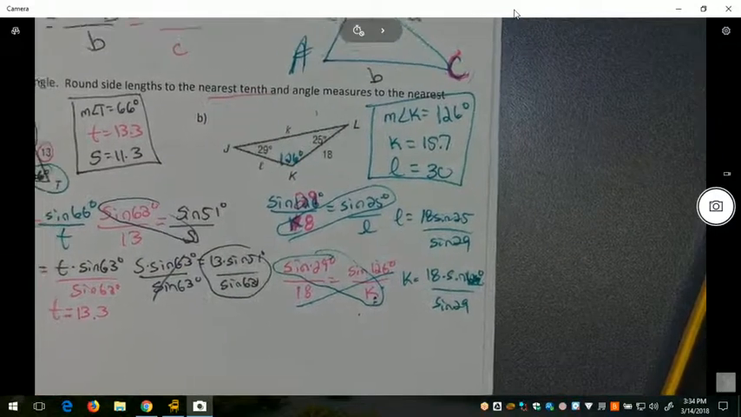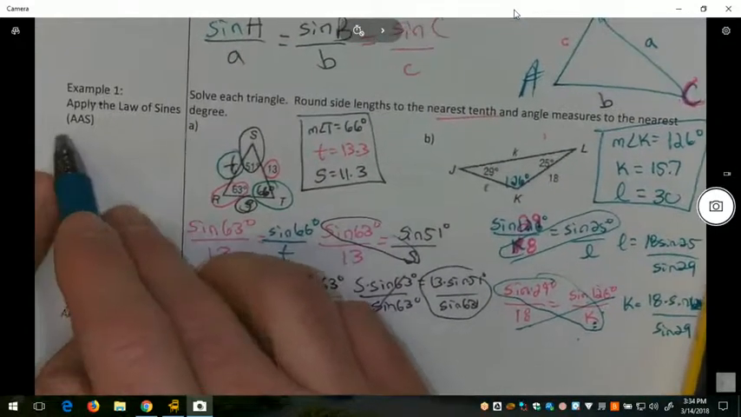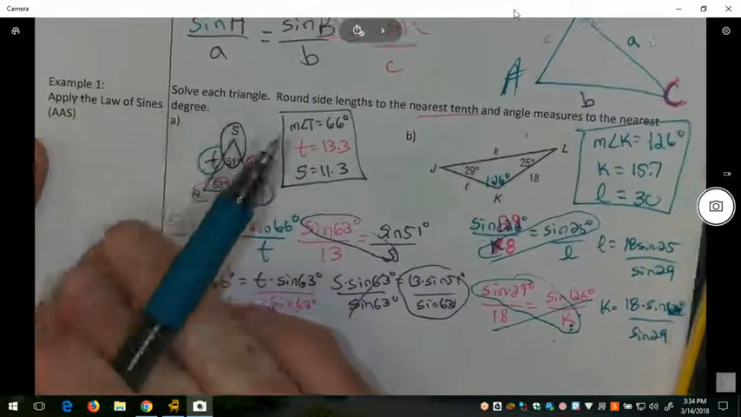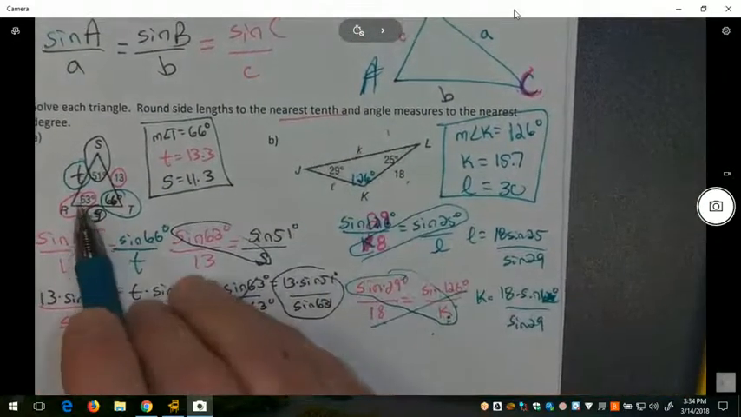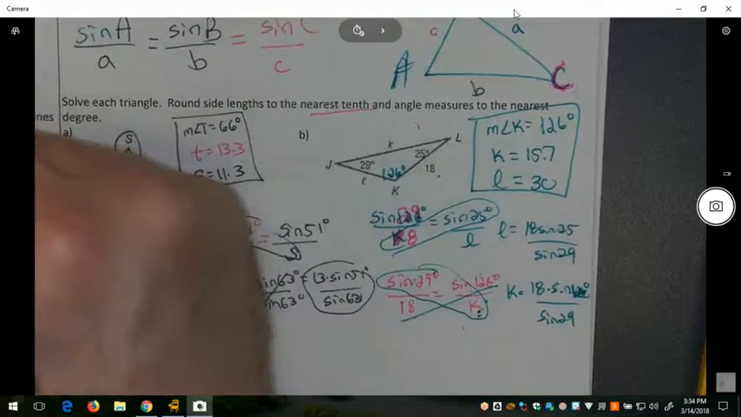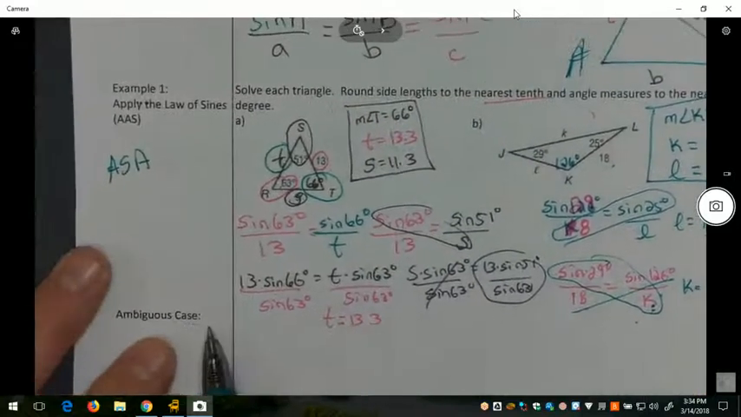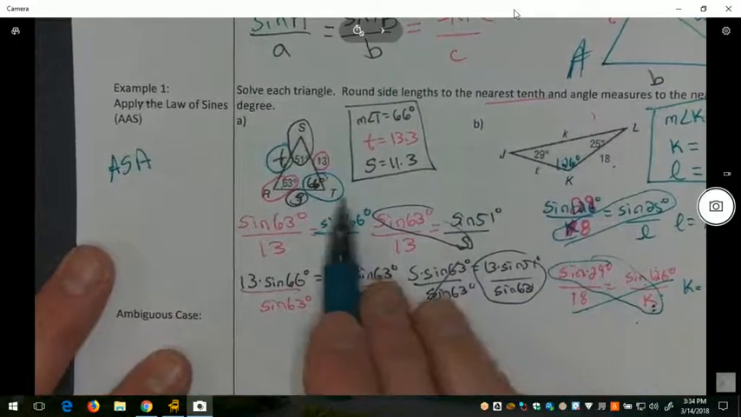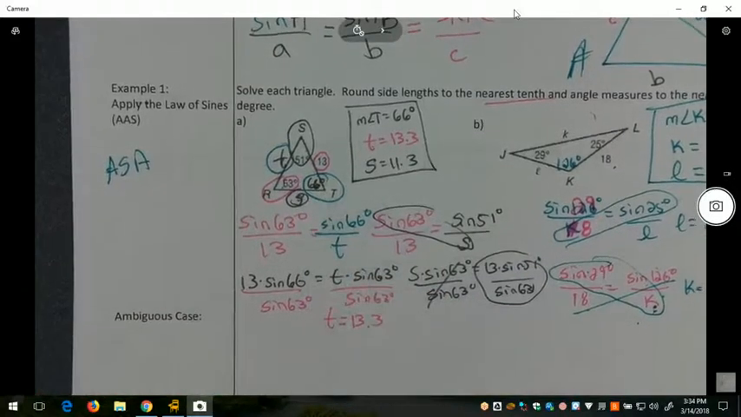This is how the law of sines works. In both of these cases, we were given two angles and one side. And in both these cases, that was angle, angle, side, and angle, angle, side. It's also possible for us to have angle, side, angle, and still just be able to set up the problem like we did, finding this angle using the triangle sum theorem.